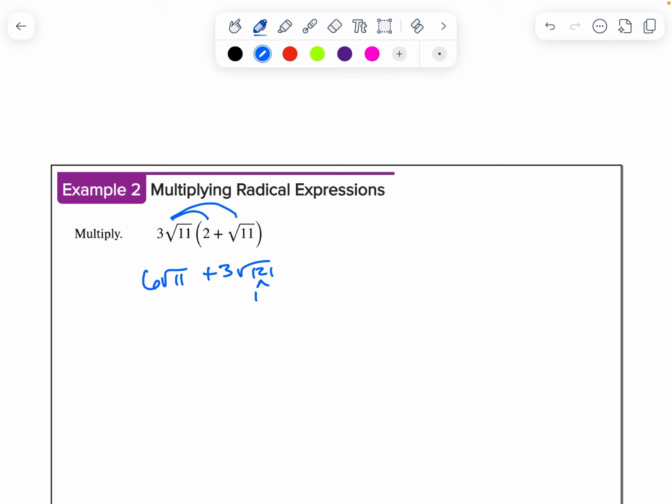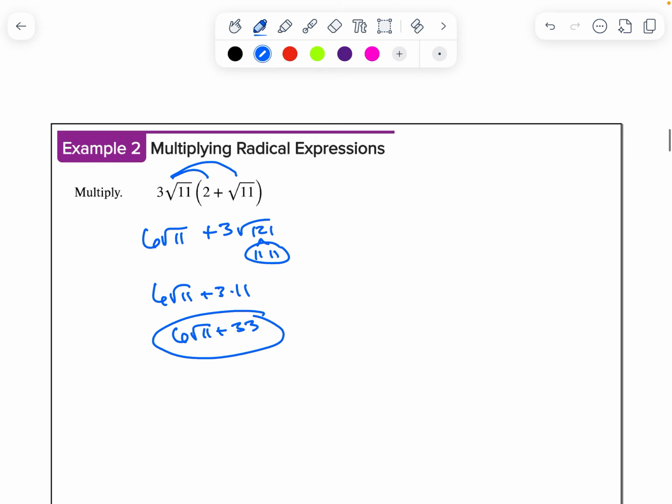Square root of 121. 121 is 11 and 11, which are buddies. So that's 6 square root of 11 plus 3 times 11. That's 6 square root 11 plus 33. When multiplying, especially multiplying and dividing, you always want to check when you get to the end of your problem to make sure there's not one more step that you can do to simplify. That's how, when I got to this step, I was just looking around. I said, well, that 121 can probably break up into pieces.